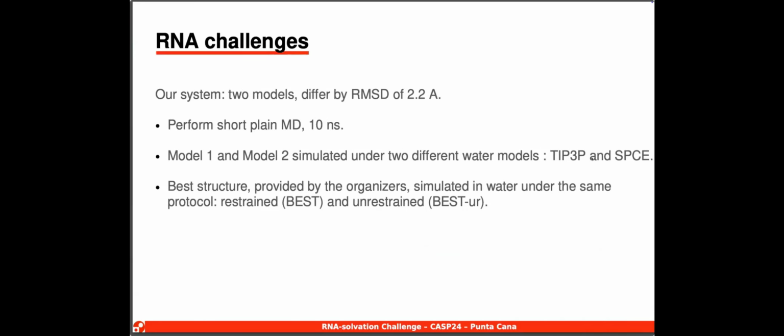As I said, we have two models with slightly different structures, and we want to do something minimalistic: basically take a structure that you can predict with some other method and put it in order. We call these two models Model 1 and Model 2, simulated under two different water models: TIP3P, which is kind of a standard, at least in RNA, though there are better things coming as well, and SPC/E, which is not the best, but is still a widely used water model in the simulation community.